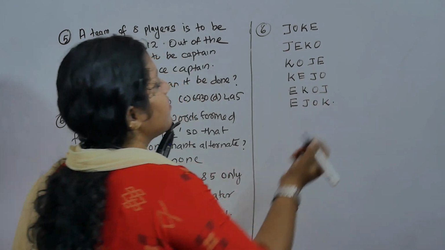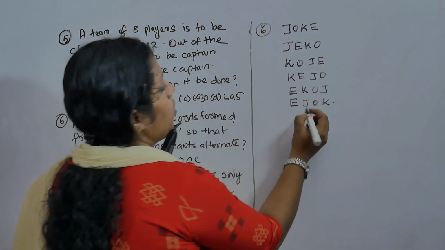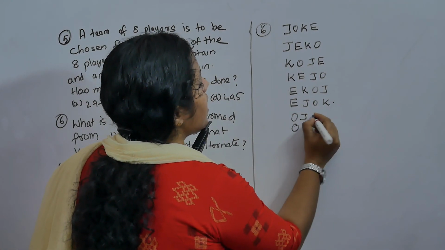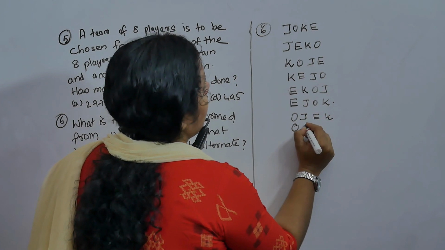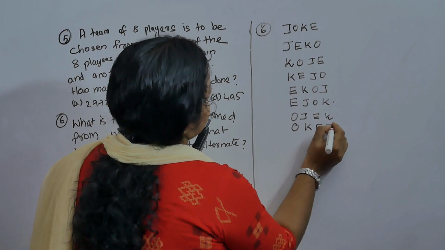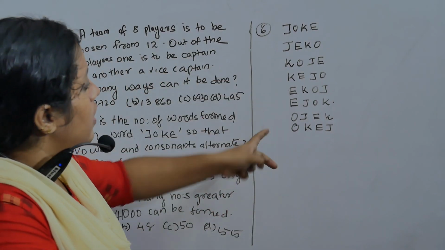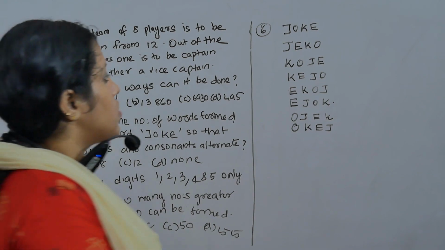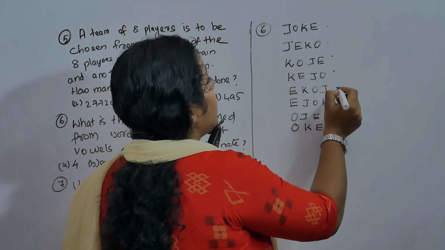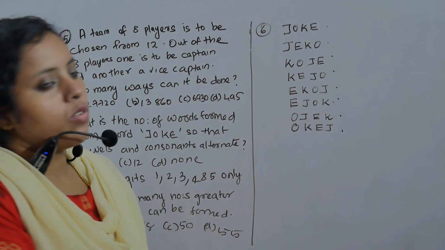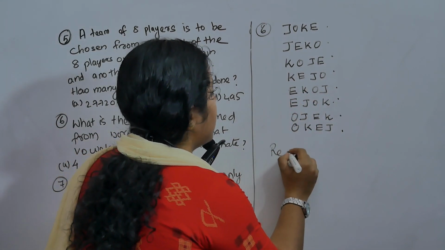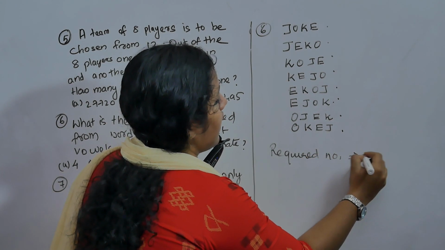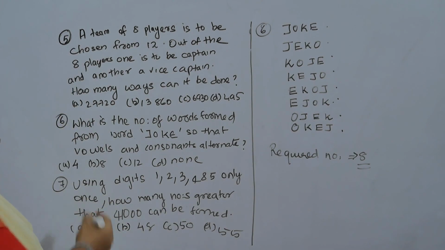E-J-O-K. Now if we start with O, O-J-E-K, O-K-E-J. So how many words? We have tried all the combinations with alternate vowel and consonant: 1, 2, 3, 4, 5, 6, 7, 8. So our required number is 8, so our option is 8.